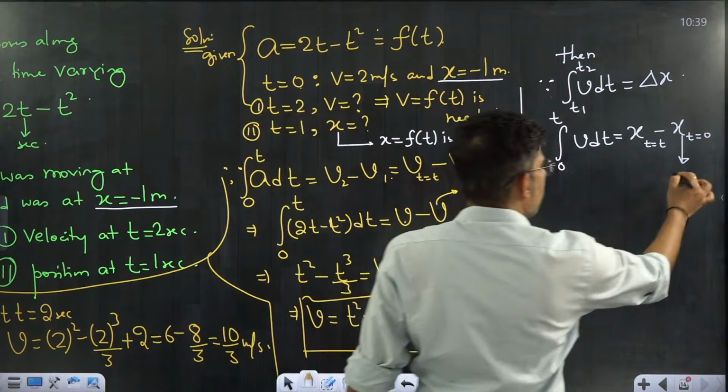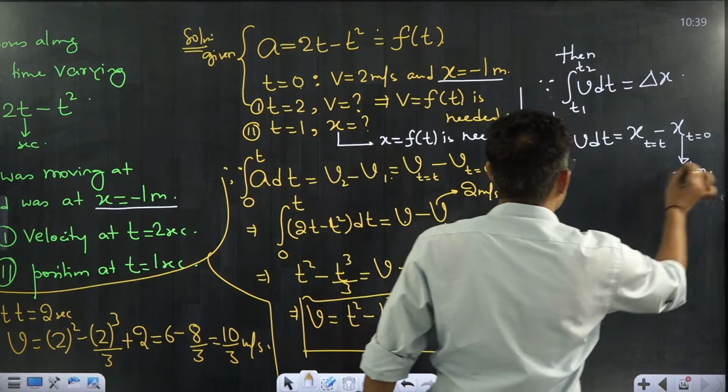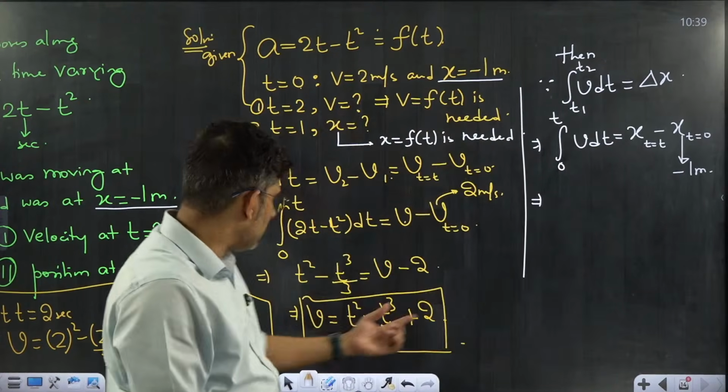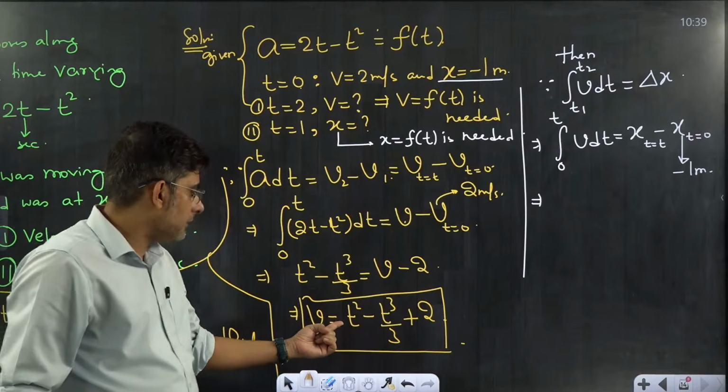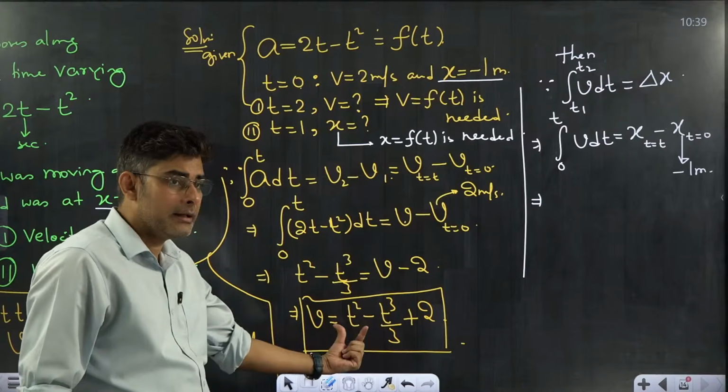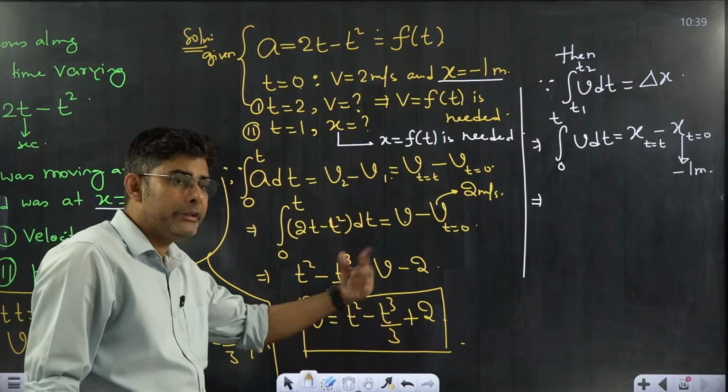So this value they have given us, minus 1 meter. Now let's integrate here. Velocity integration, just one line. t square, see over here. See here, velocity is this, I have to integrate directly.